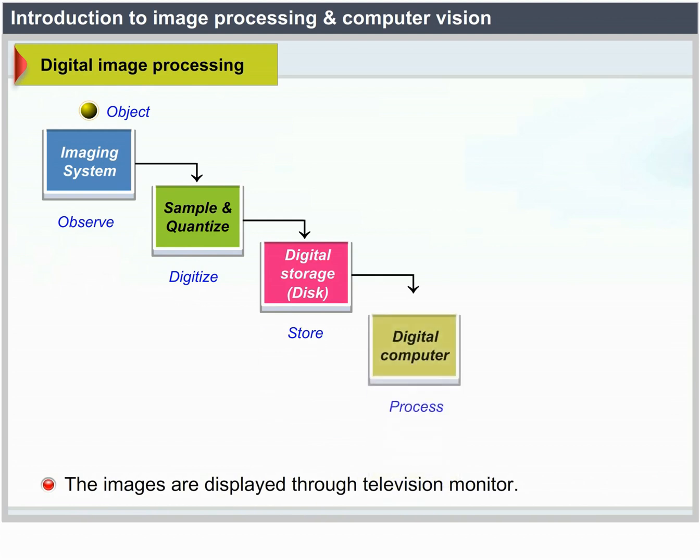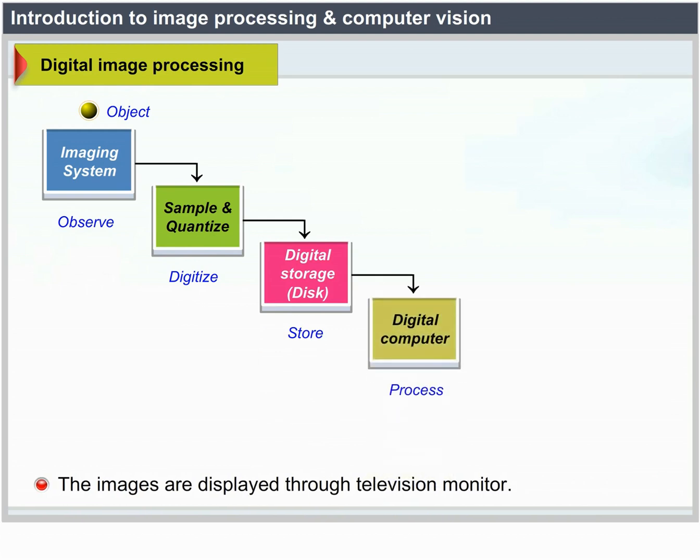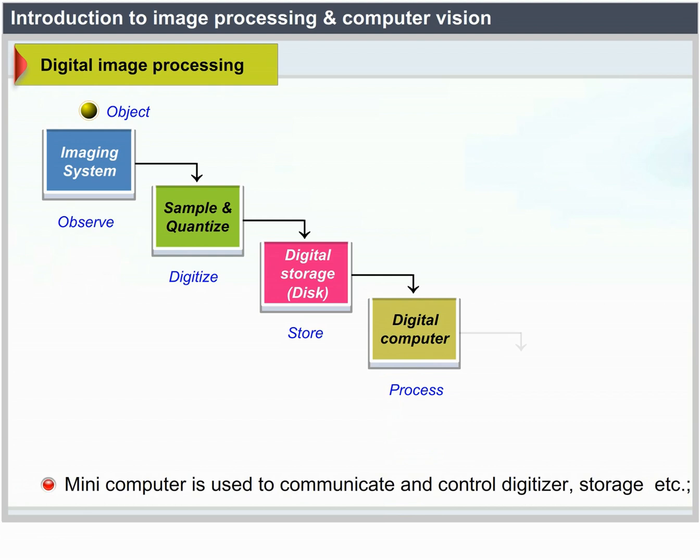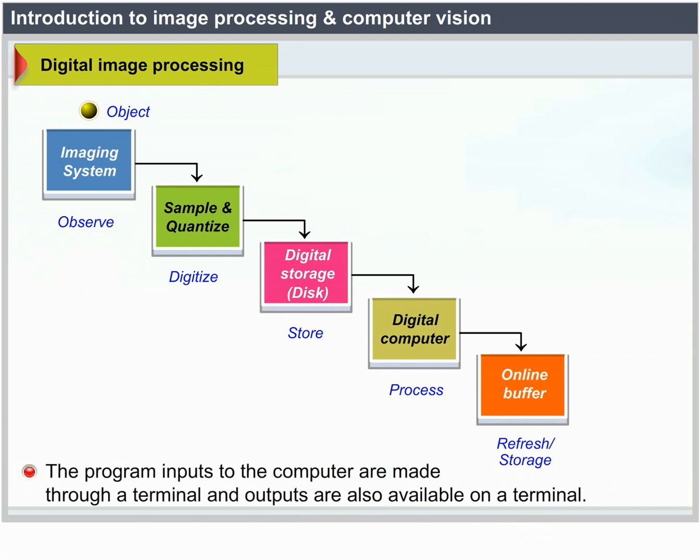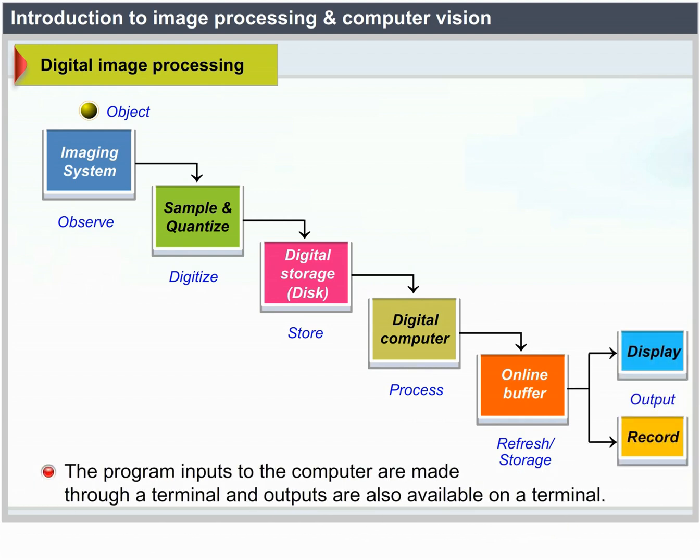The images are displayed through a television monitor. A minicomputer may be used to communicate with and control the digitizer, storage, etc. The program inputs to the computer are made through a terminal, and outputs are also available on a terminal.